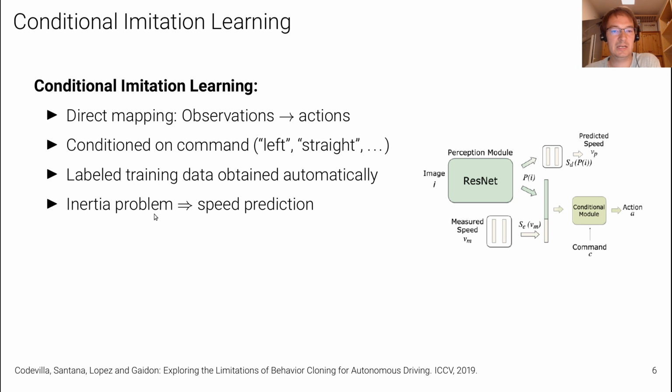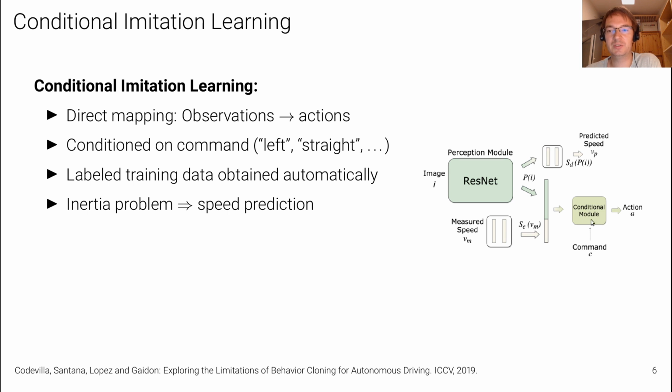This is undesirable because in these cases, the vehicle after stopping will never start again. In order to combat this problem, in this CLRS approach, the authors presented a two-stage model where an image is input into this backbone here that predicts both the current speed as well as a feature representation, which is concatenated with the measured speed and fed into a second conditional module.